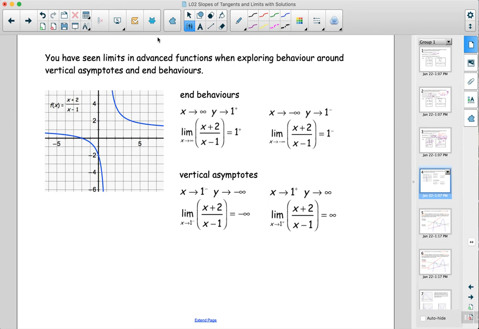Moving forward, you have seen limits already, so we don't want you to panic. You've seen them already, you just use different notation. You were looking at behavior around vertical asymptotes, and you're already also looking at end behavior. So let's take a look at this curve.